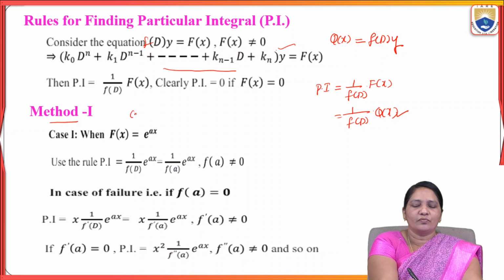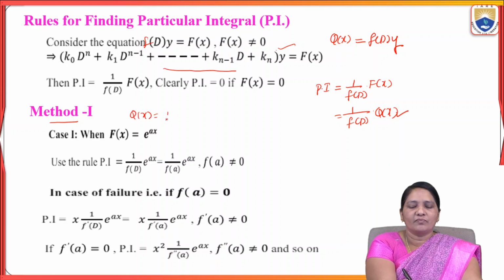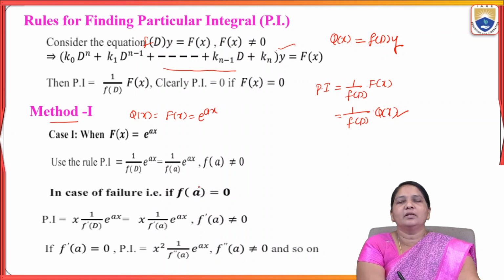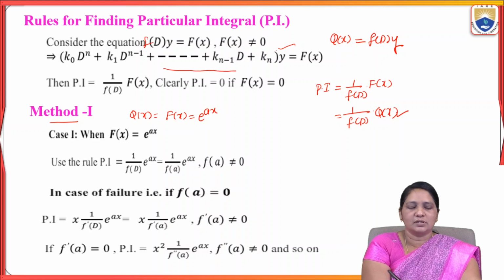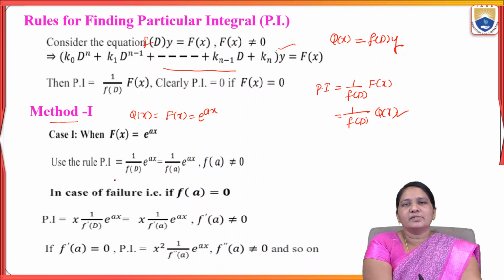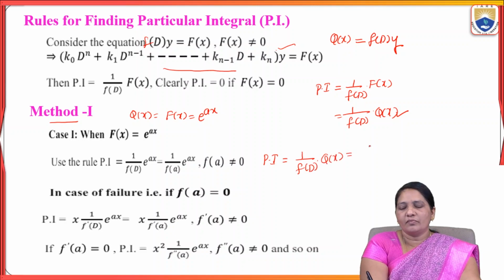We are having Q of x or f of x equal to e power ax. Then what is the procedure we are going to follow here? First I am writing the formula we are going to use. That is, particular integral equals 1 by f of D into Q of x. So in place of Q of x, we can replace e power ax.